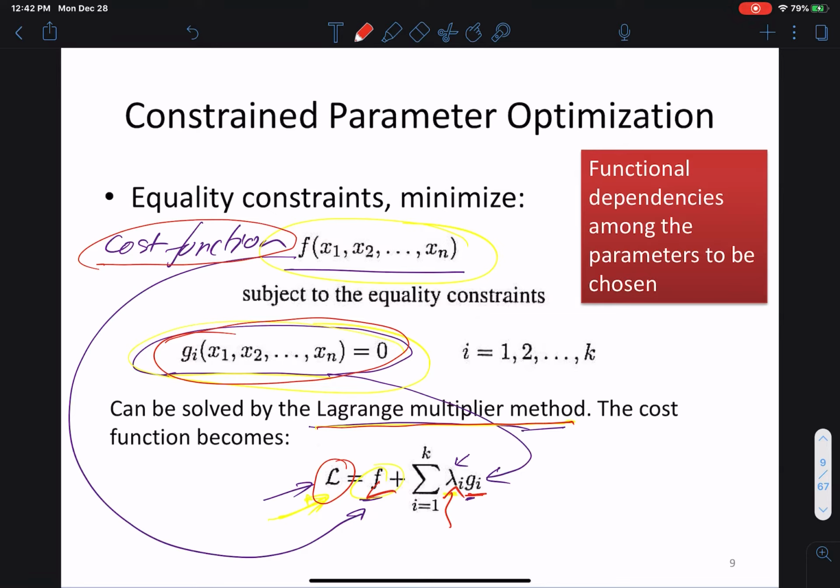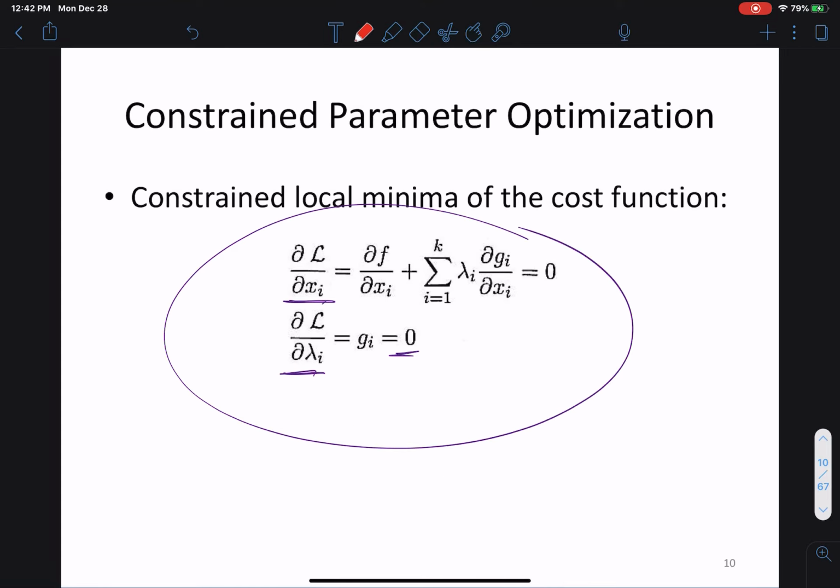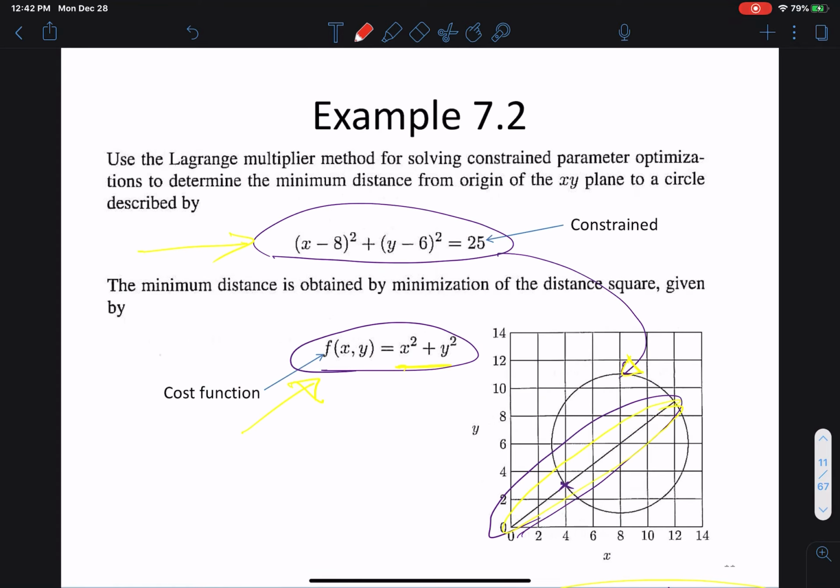So then I'm trying to find the minimum value of this function over here using the same method. That means I'm taking the partial derivative of that one with respect to the variables and also with respect to the multiplier, right? Now, to put an example together here, this is your constraint, subject to a circle over here, and this is the function I'm trying to optimize, the distance from the origin, right? I have to find the minimum of this function on this circle, right?